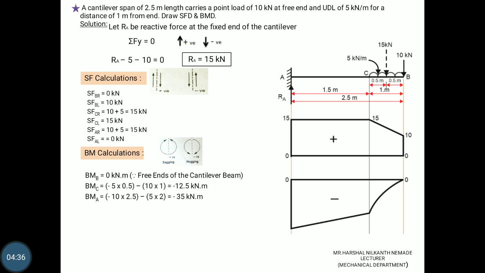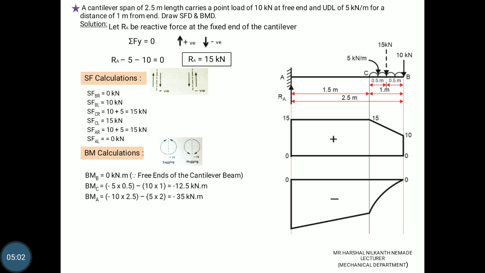Now we will start the cantilever beam with UDL. You may see the figure. A cantilever span of 2.5 meter length carries a point load of 10 kilonewton at the free end and UDL of 5 kilonewton per meter for a distance of 1 meter from the end. Draw SFD and BMD. Okay, the figure is not given, you have to draw.